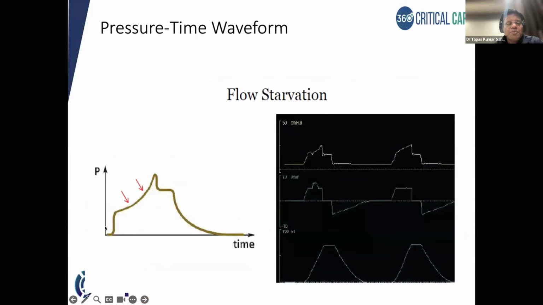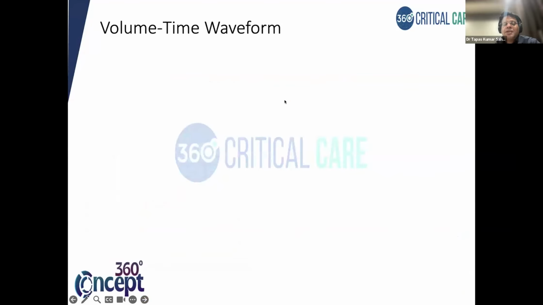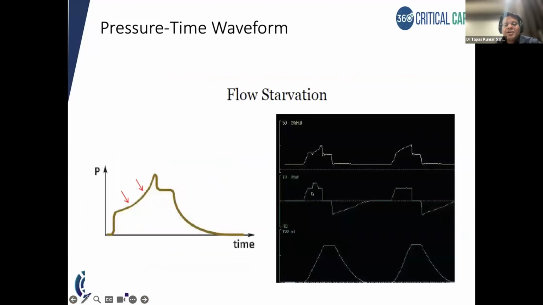Now coming to the pressure time waveform. If you are getting this type of waveform in the pressure time, what is happening here? You actually have flow starvation happening. So flow is not adequate. So you have to increase the flow to reach the expectation of the patient. Otherwise this flow starvation would be happening. This is like something scooping.